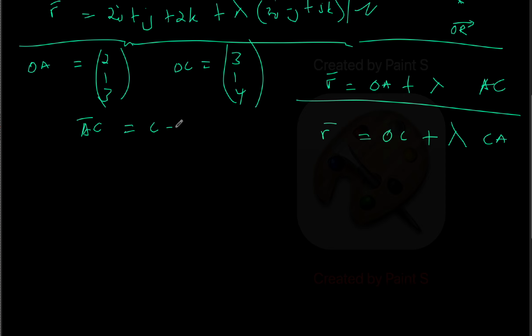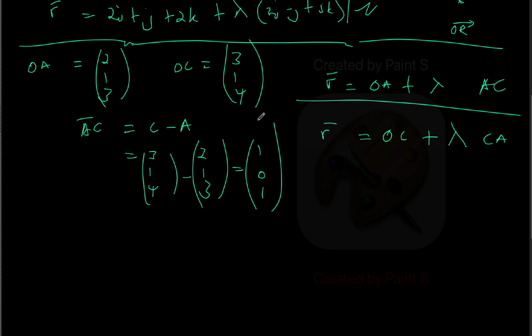AC is the same as C minus A, so it's equal to 3, 1, 4 minus A, which is 2, 1, 3. Subtracting these, we get 1, 0, 1. This is my directional vector AC. So now I can form my equation: R bar is equal to OA, which is 2, 1, 3 as my positional vector, added to lambda of AC, which I just obtained, 1, 0, 1.